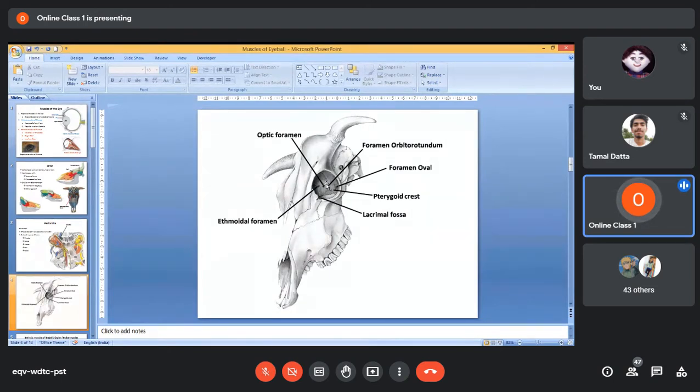You see, there are a total of 7 extrinsic muscles of the eyeball. Out of that 7, 5 of them will arise around the optic foramen, 1 will arise near the ethmoidal foramen, and 1 will arise near the lacrimal fossa. So try to remember their position in relation to the orbit. That's why I am showing this slide here.